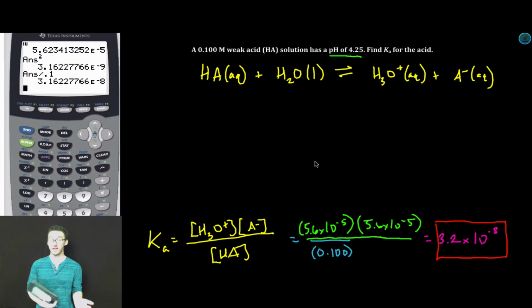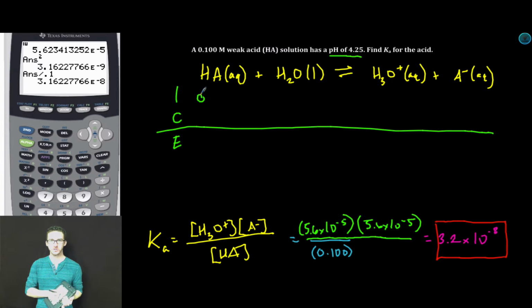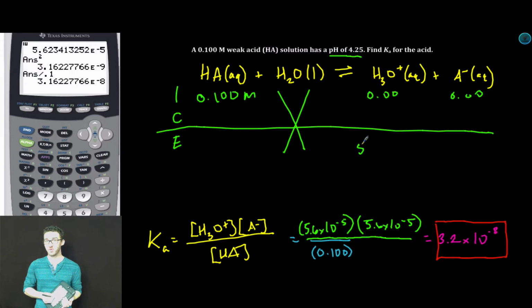the heck is going on? Think about this in terms of an ice table. We knew the original concentration of this acid was 0.100 molar. Initial concentrations of these things were both 0. We're told the pH, so essentially we know what the equilibrium concentration of hydronium ion is. It's 5.6 times 10 to the -5.